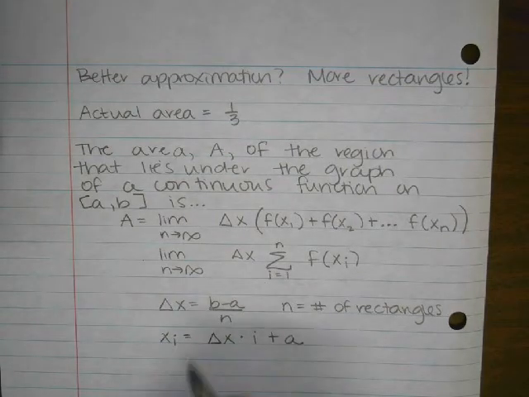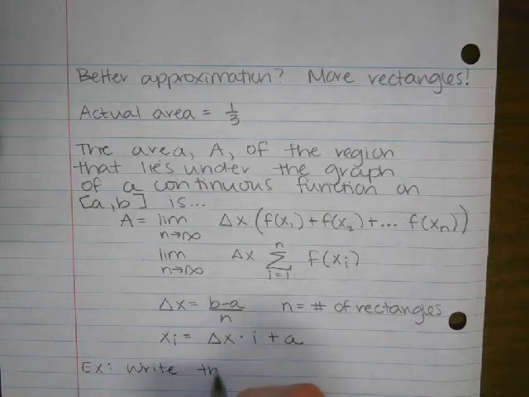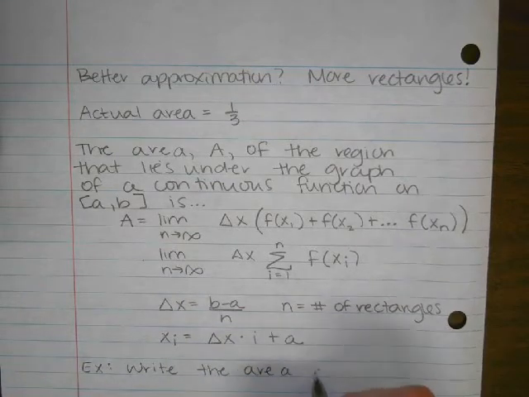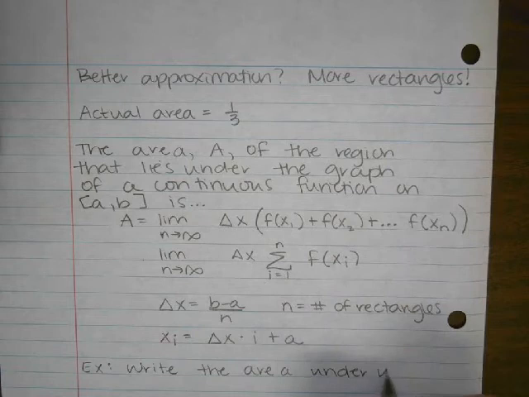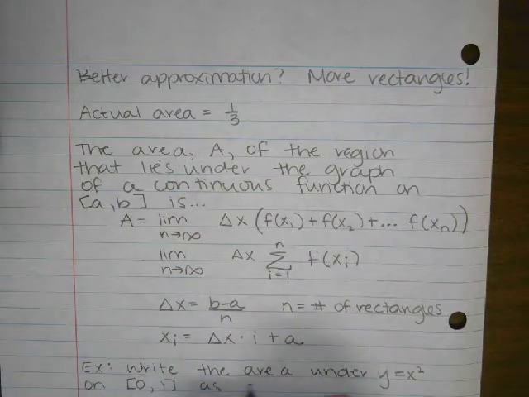Okay. So we're going to write an example with this. We're going to write the area under y equals x squared on 0, 1 as a limit.